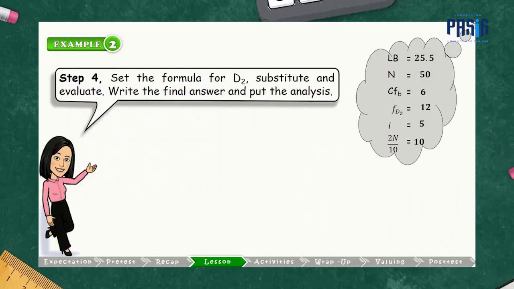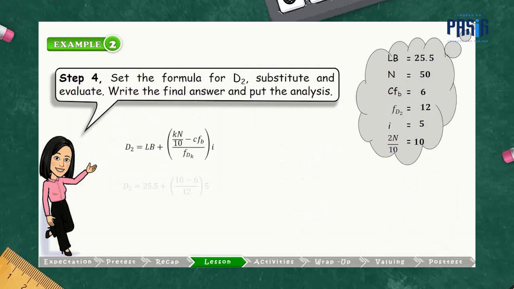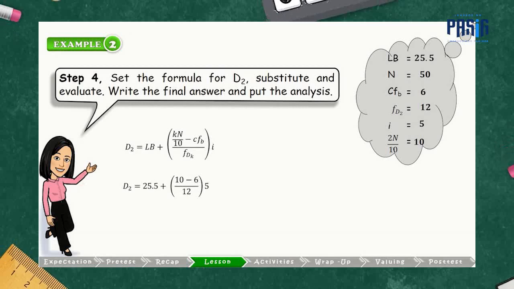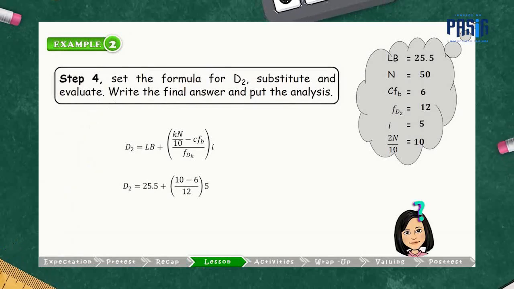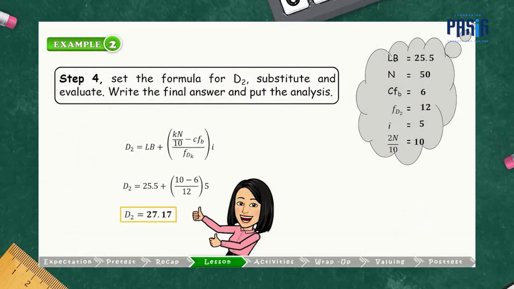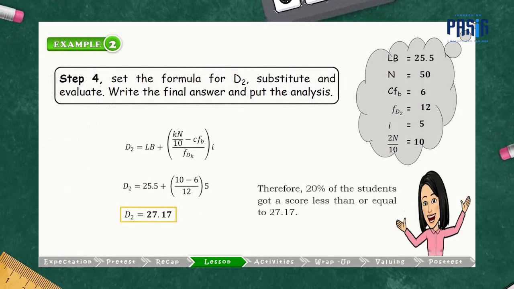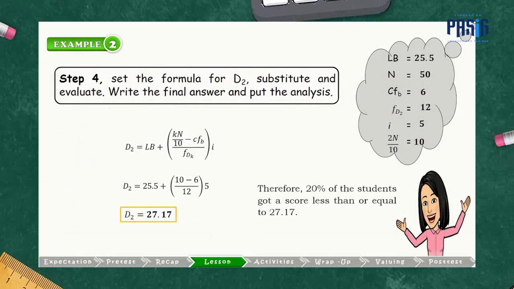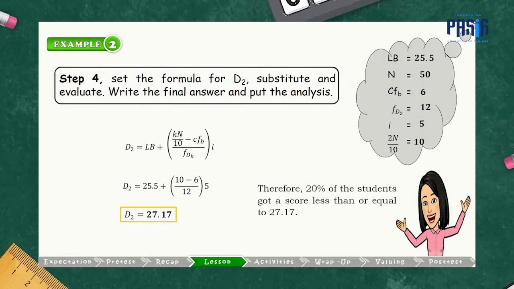At last, set the formula for D sub 2, substitute and evaluate. It gives us the answer of 27.17. Therefore, 20% of the students got a score less than or equal to 27.17.